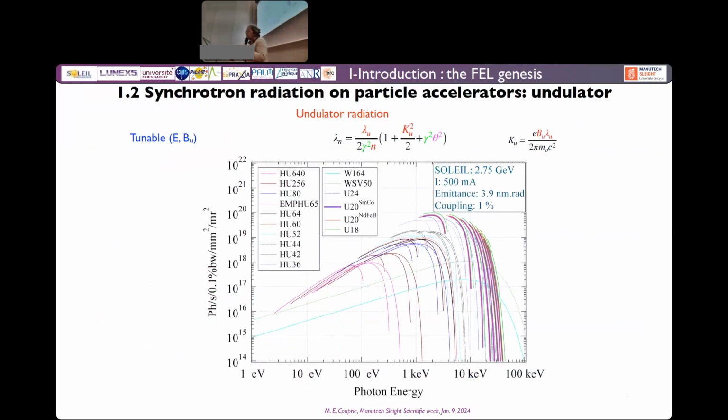I am working at SOLEIL. I am the head of the magnet and insertion device group, so of the undulator group. We have built a series of undulators of different periods and different magnetic fields, which enables us to cover on such a ring up to 6 decades for the radiation. You see that for high photon energy, we use a short period high field undulator, and for the UV region, we use a large period undulator. The period is given here in millimeters.